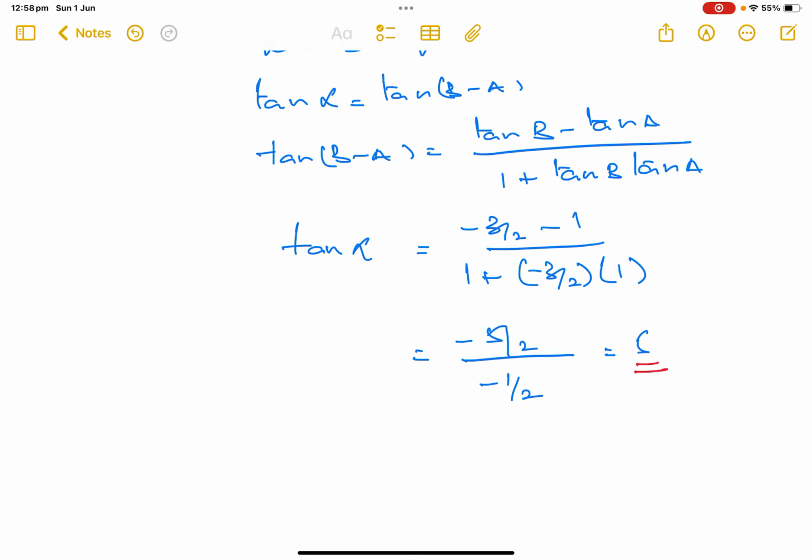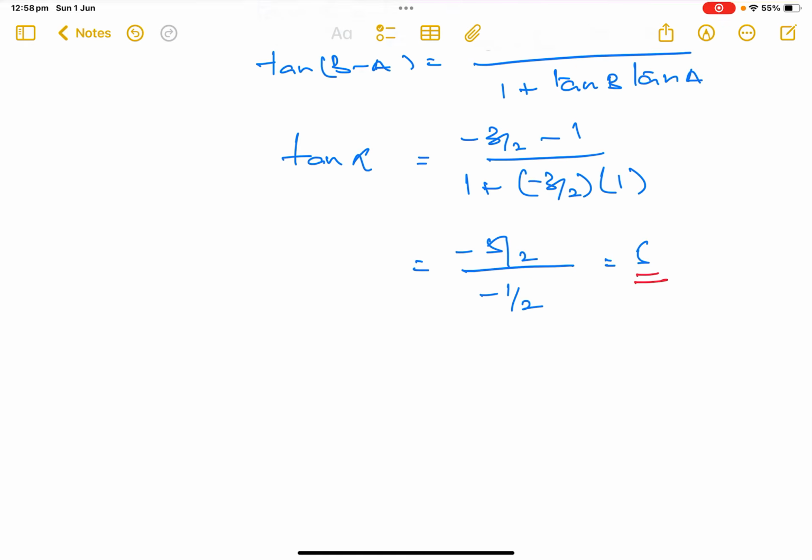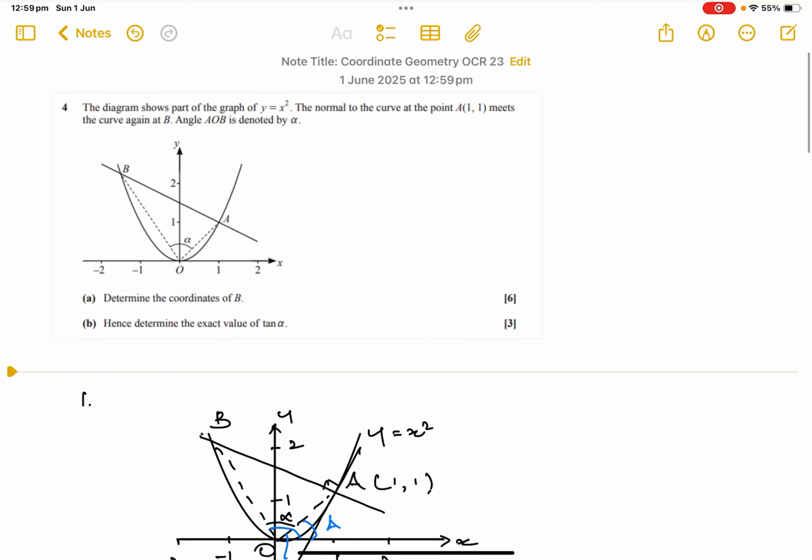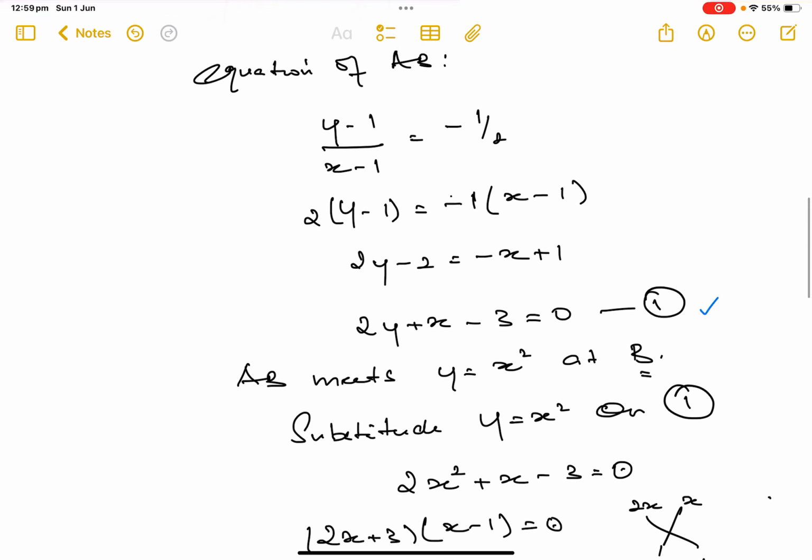So we have minus 3 over 2 minus 1, divided by 1 plus minus 3 over 2 times 1. If you simplify it, the numerator is minus 5 over 2. The denominator, 1 minus 3 over 2, is minus half. So the minuses cancel out, and 5 over 2 divided by half is 5. So tan alpha is 5, the exact value of tan alpha. They didn't ask us to find alpha; it's tan alpha they want us to find, which is 5.